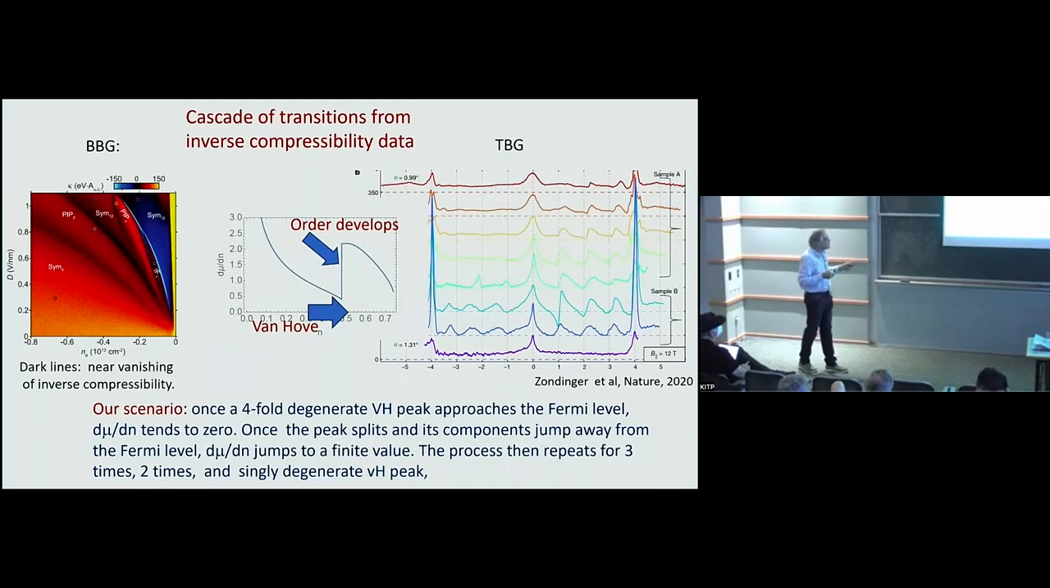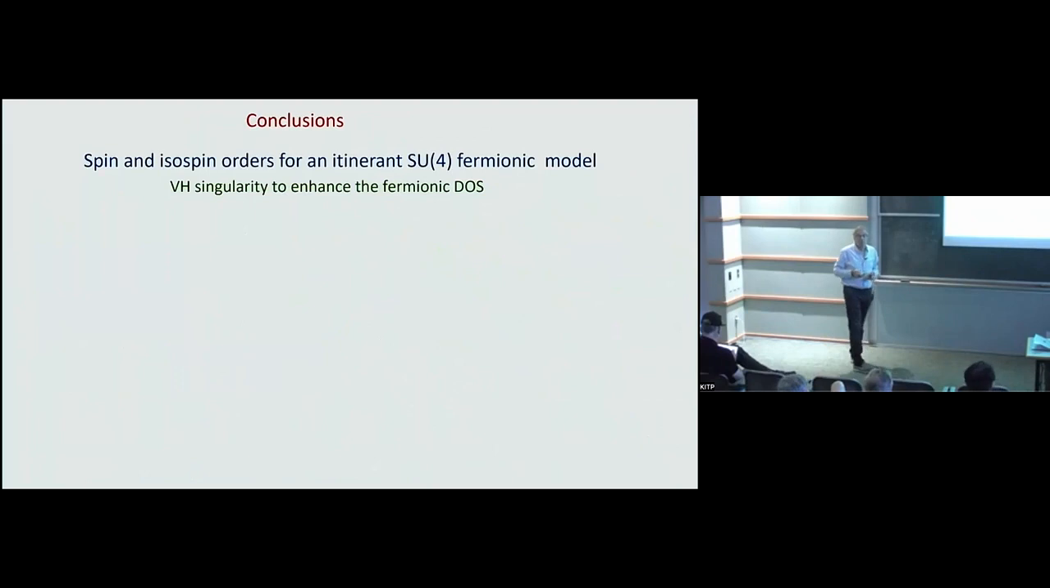So you get this, and then the process repeats itself when the remaining 3 components again approach the Fermi level, again split, then 2 remaining components approach the Fermi level, split, and finally the last component just goes through. That's basically what I wanted to say.